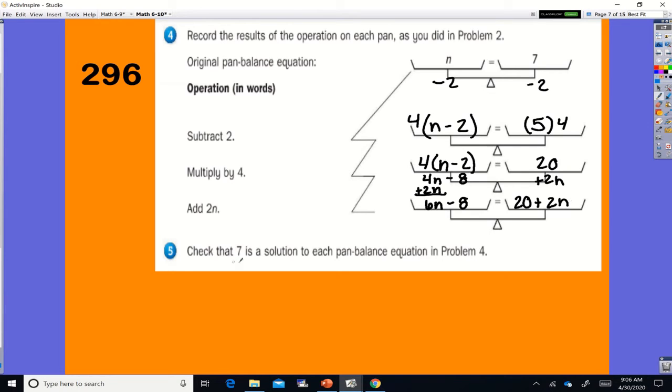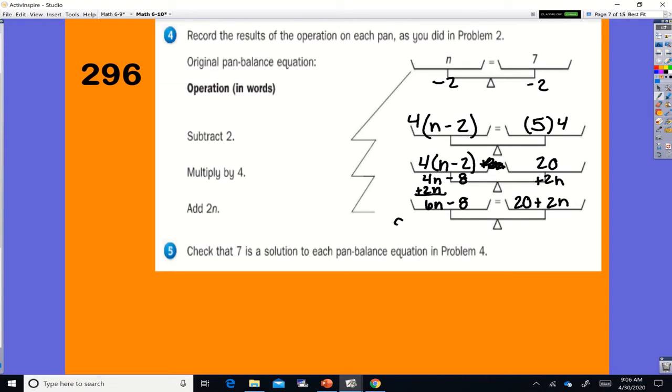Now, we are going to check that 7 is a solution to each side of the equation. Simply, all you're going to do is put 7 in for n. Looking at this, I easily could have kept this and just added 2n at the end. Either one of those is correct. They're both the same thing.